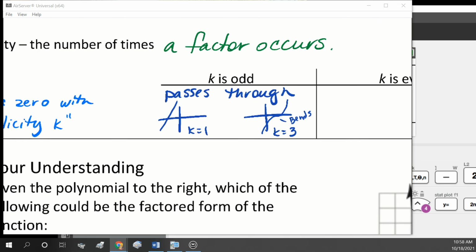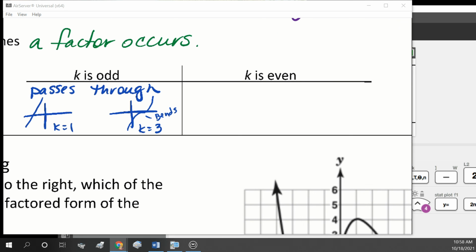And then when k is even, this is when it bounces at the x-axis. So coming up, it has a 0 or x-intercept, and then it bounces back like a parabola right there.